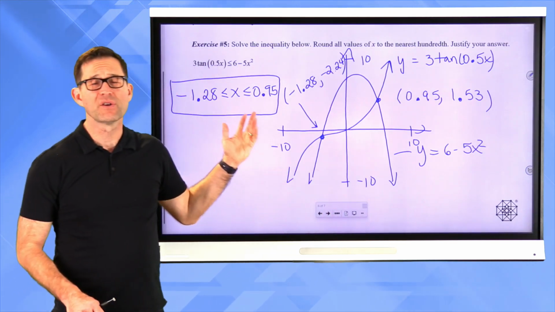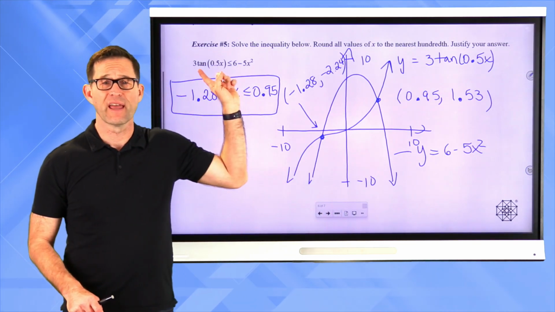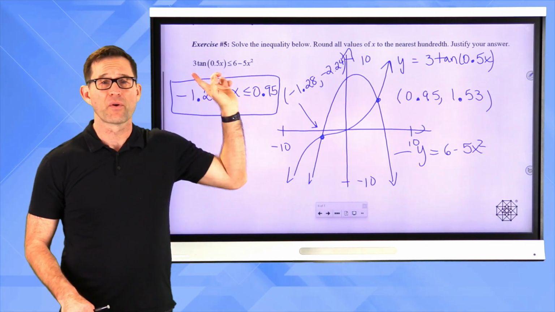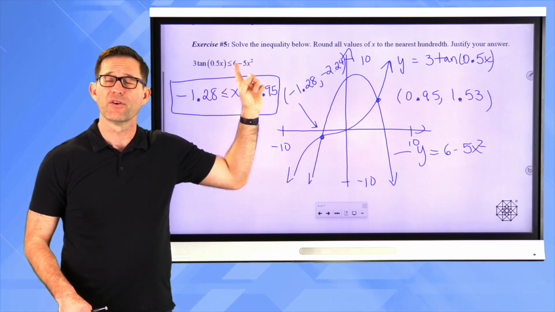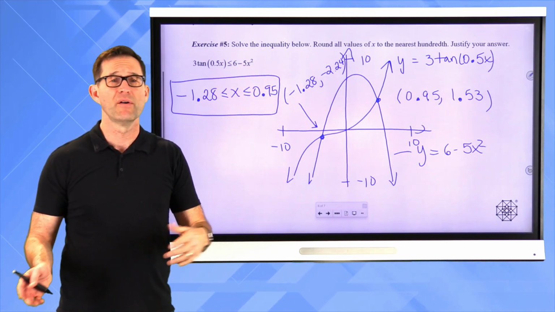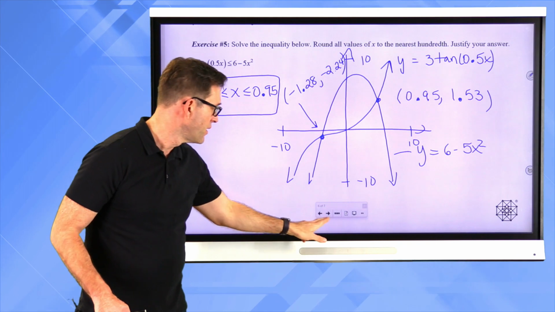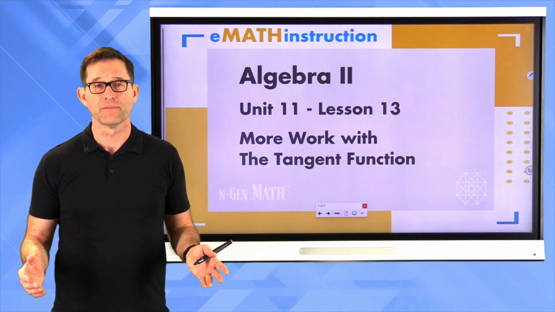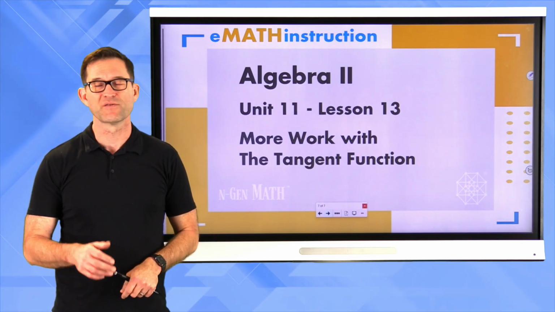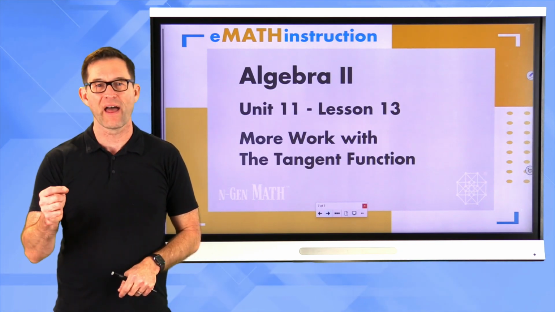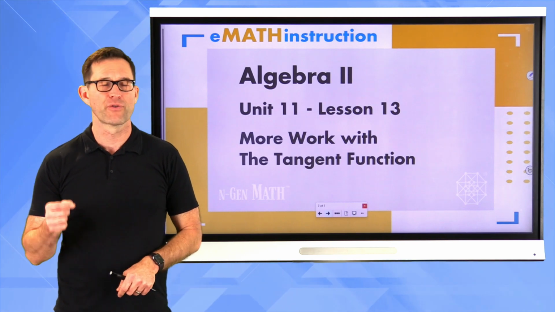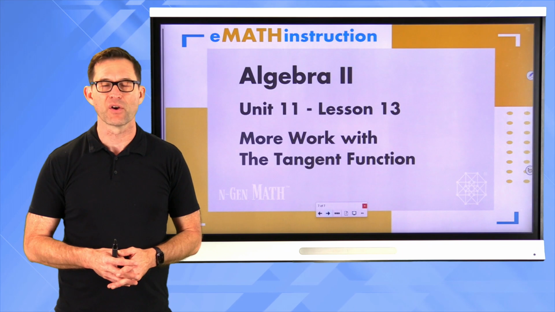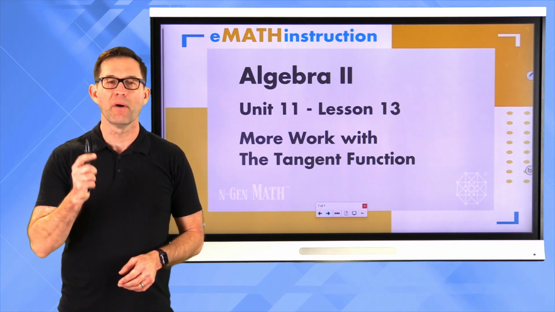All right, let's wrap this up. Again, we would solve this problem the same way, whether there was a tangent sitting here, a log sitting here, a square root sitting here. We would graph this side, and then interpret which one has to be above the other, etc. All right, so today we worked a little bit more with the tangent function. Specifically, we got some more work on just finding the tangent of those special angles like pi over 4, pi over 3, and pi over 6.